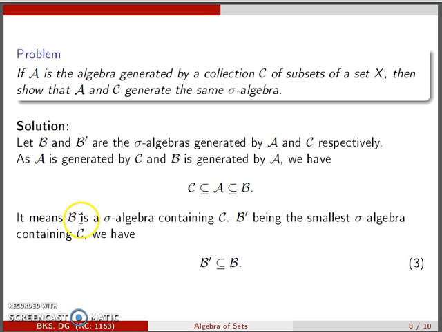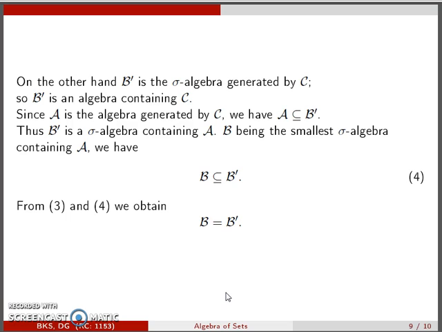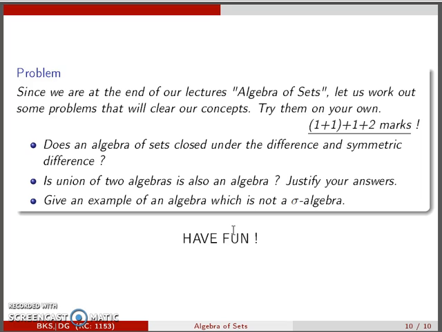Now B is a sigma algebra containing C, but B prime is the smallest, so B prime would be included in B. The other way around, B prime is the sigma algebra generated by C, so B prime is an algebra containing C. Since A is the algebra generated by C, A is a subset of B prime, and B prime now contains A. But B is the smallest sigma algebra containing A, hence B is a subset of B prime. In other words, script B equals script B prime. That means we have the same sigma algebra generated by script A as well as script C.